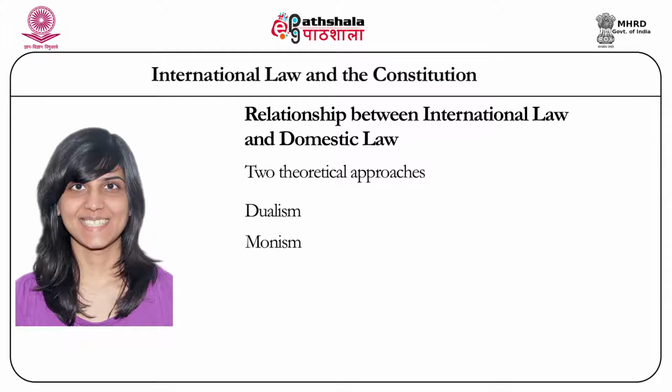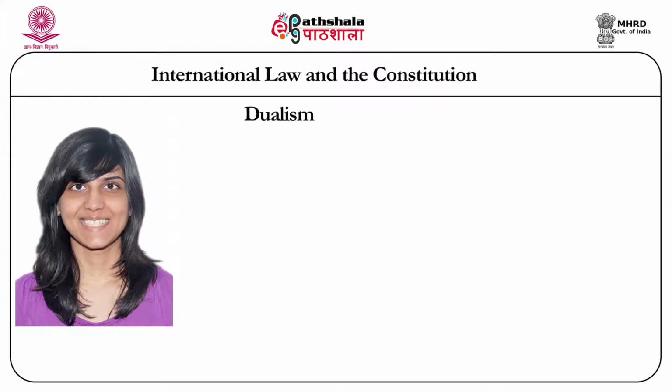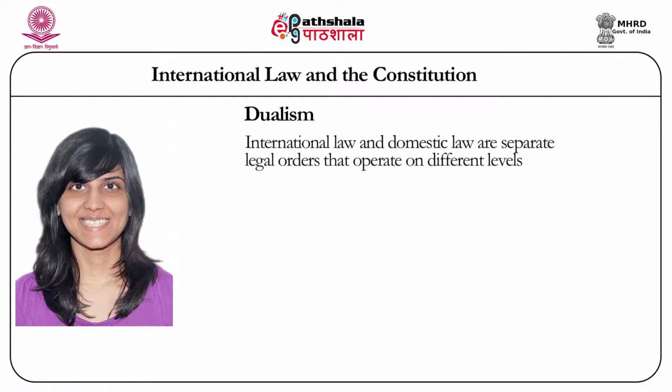These are two broad schools of thought, and often individual proponents of each position have more nuanced perspectives. Let's start with the concept of dualism. Dualism regards international law and domestic law as separate legal systems which operate on different levels. The emphasis is on the separate and distinct character of the international and domestic legal systems.